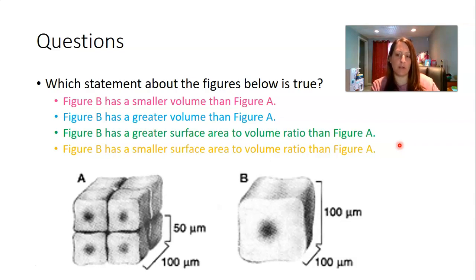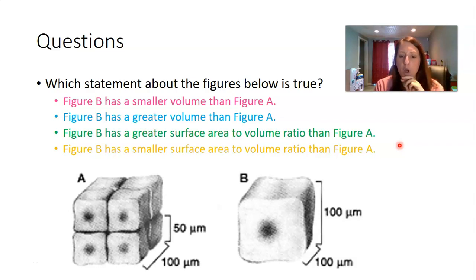So think about that for a minute. Remember back to that picture that we looked at. So if we look at A, you've got a bunch of cells there, but is the surface area to volume ratio larger or smaller than B? Or if you look at A, is the volume greater or smaller than B? Which one of these is correct? You may have to read them again. You can pause me if you need to. The answer here is yellow.